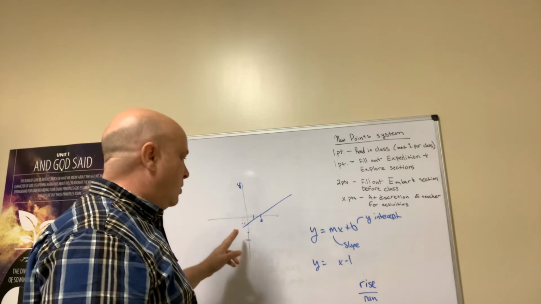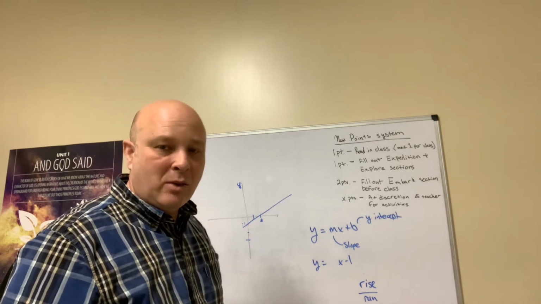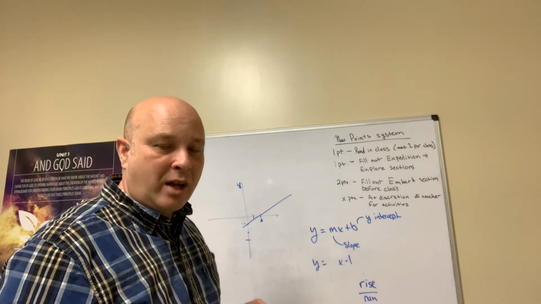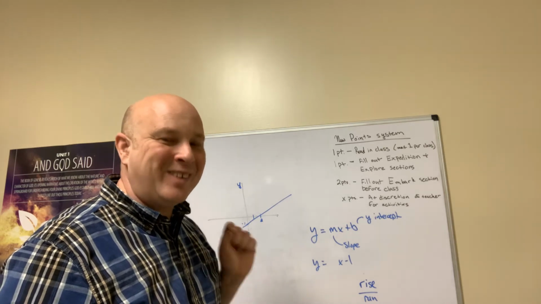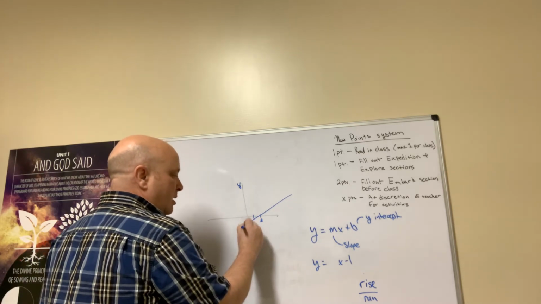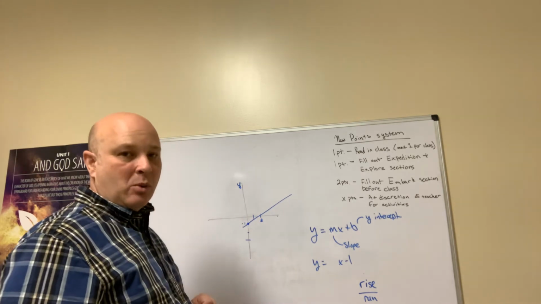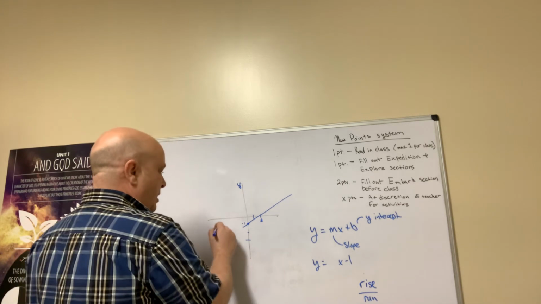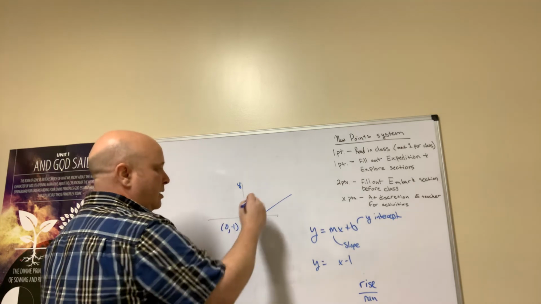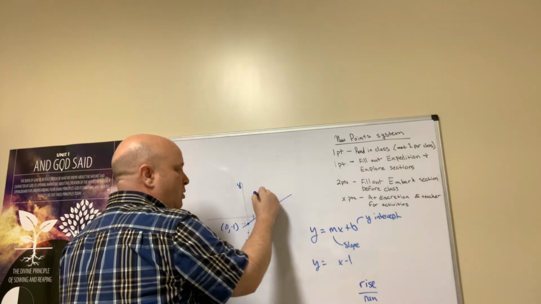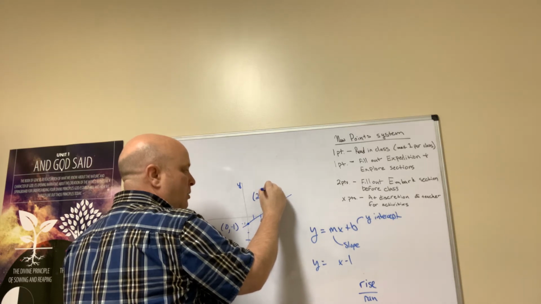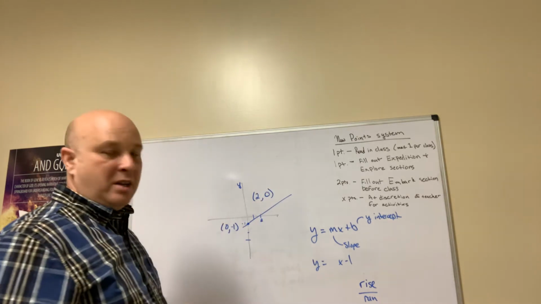So here we go. I need to find my rise and my run. I need to find two places where the line crosses a point that I know exactly what the value of that point is. Well, I know what this point is. It's x equals 0, y equals -1. And I know at this point is x equals 2, y equals 0. Okay?